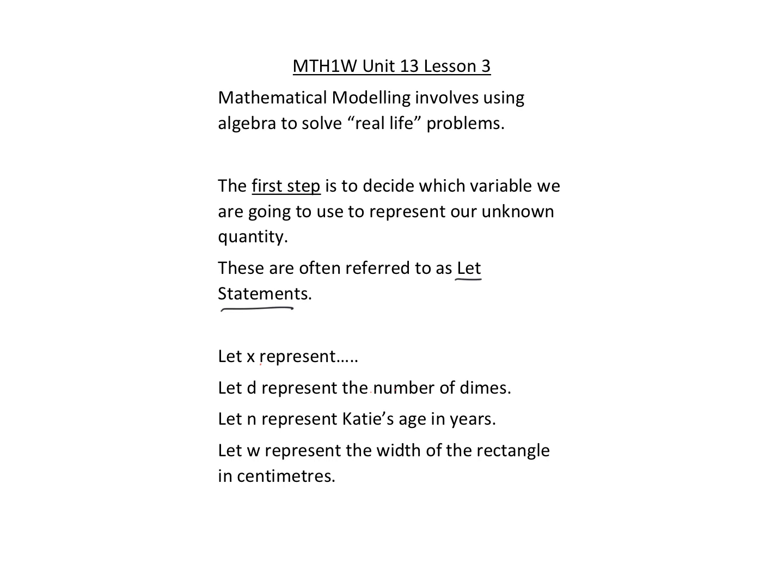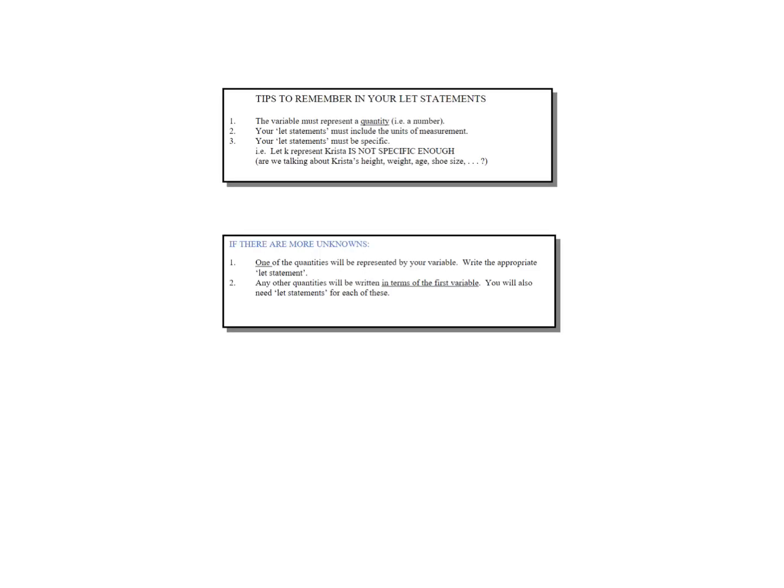Now you'll notice that we are very specific in our let statements. We don't say things like let d be dimes. That is not specific enough. What is it about the dimes? Is it the color? Is it the size? Is it the shape? Is it how many? We don't say let n be Katie. Right? What is it about Katie that we're trying to determine? So you want to be specific when you're writing these let statements.